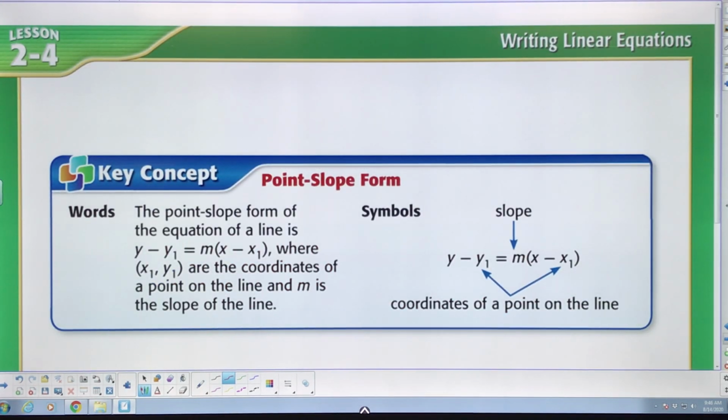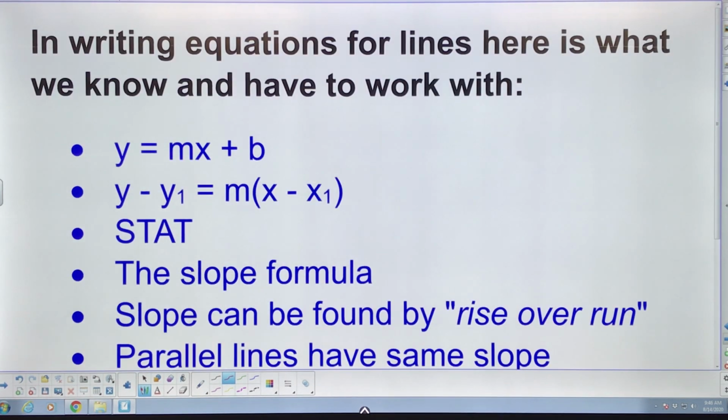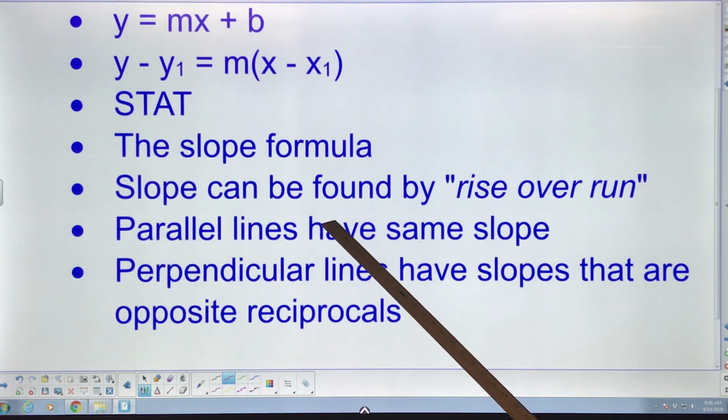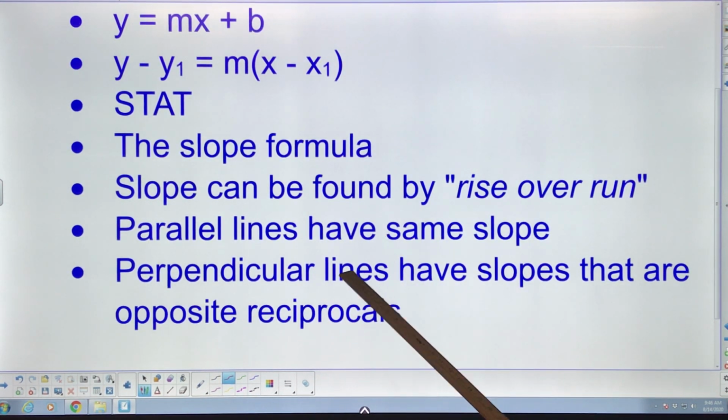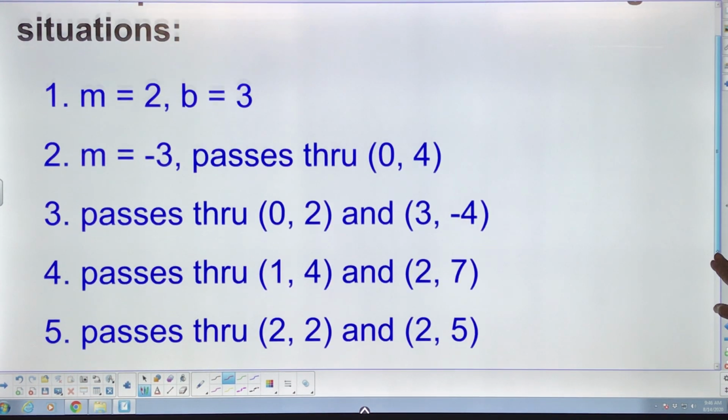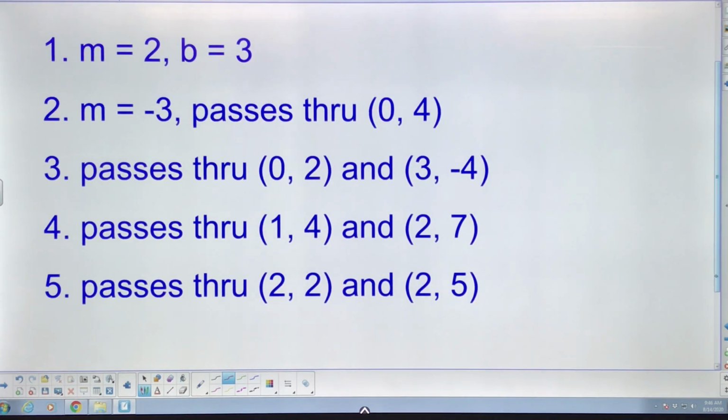Point slope form, I've been using that throughout the whole deal here. There is a stat button on our calculator that most of us don't have anymore. But I do want to remind you that parallel lines have the same slope, perpendicular lines have slopes that are opposite reciprocals because of what we're about to do. It says write equations for each of the following situations. We have 5 of them.